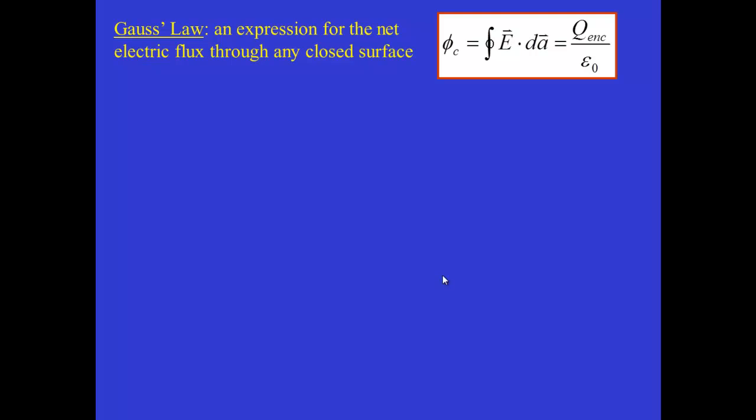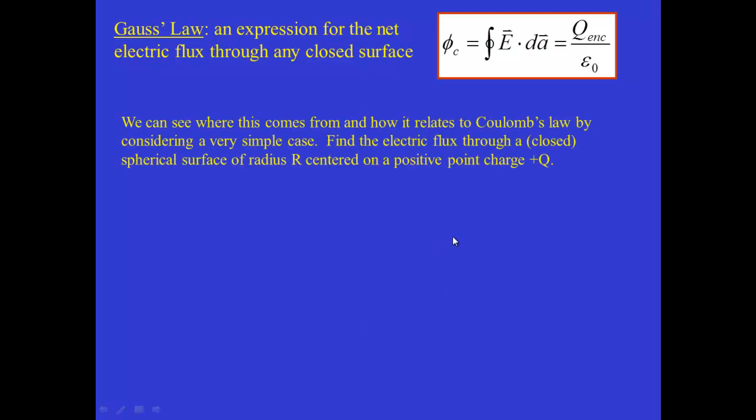So Gauss's law says that if we have a closed surface in space, the flux through that closed surface is equal to the total charge enclosed by the surface divided by the constant epsilon 0. Now let's see where that comes from by considering a special case. This is something that you may remember from Physics 142.